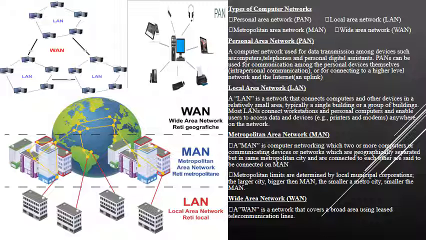Metropolitan area network. A MAN is a computer network in which two or more computers, communicating devices or networks which are geographically separated but in the same metropolitan city are connected to each other. Metropolitan limits are determined by local municipal corporations. The larger the city, the bigger the MAN. The smaller the metro city, the smaller the MAN. Wide area network. A WAN is a network that covers a broad area using leased telecommunication lines.